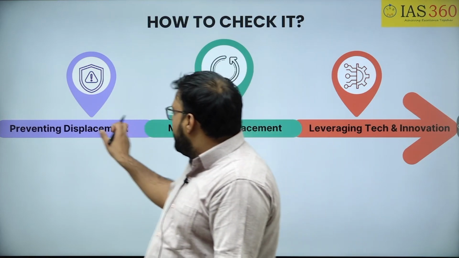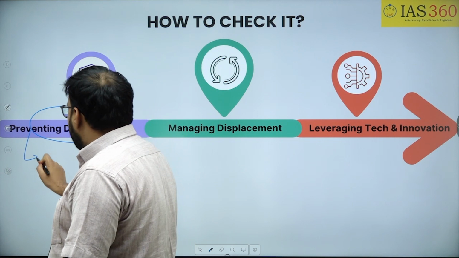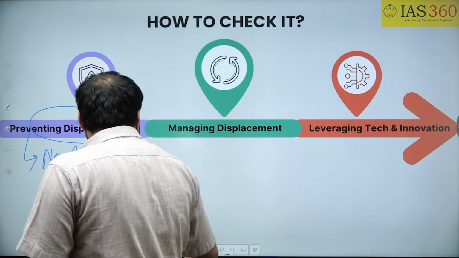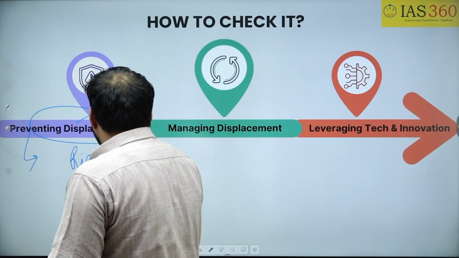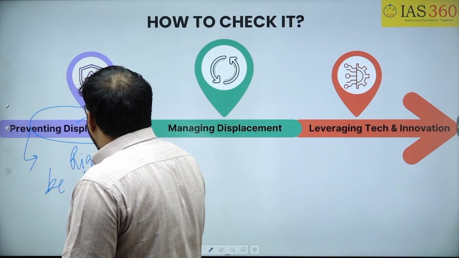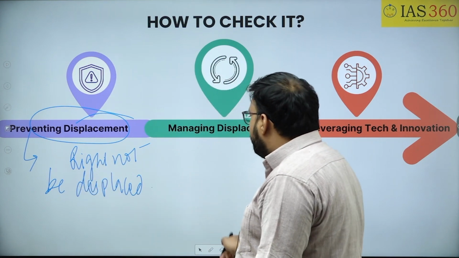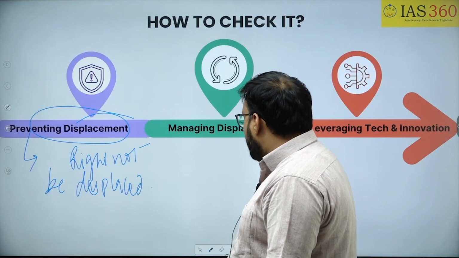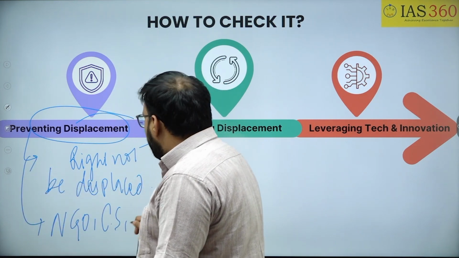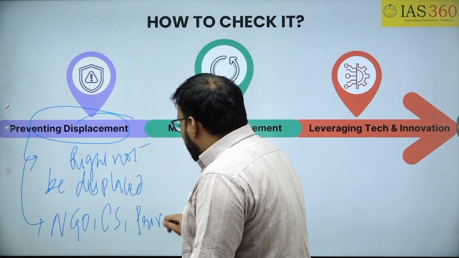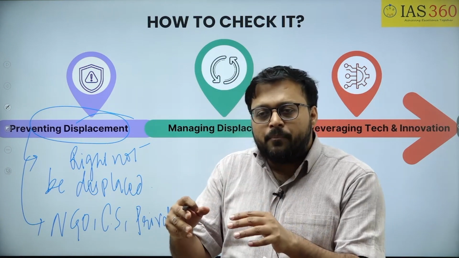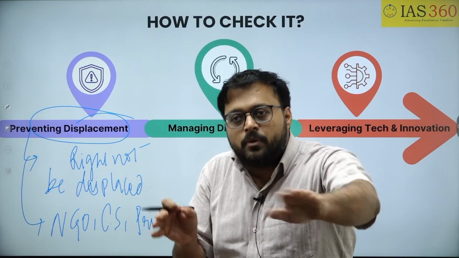The very first thing is preventing displacement. And therefore, people should have the right not to be displaced. And this should be firmly recognized under the 1951 Refugee Convention. Now the second one is we should involve NGOs, civil society groups, and the private sector, so that in the countries of origin, they can make the environment conducive so that people need not be forced to migrate.